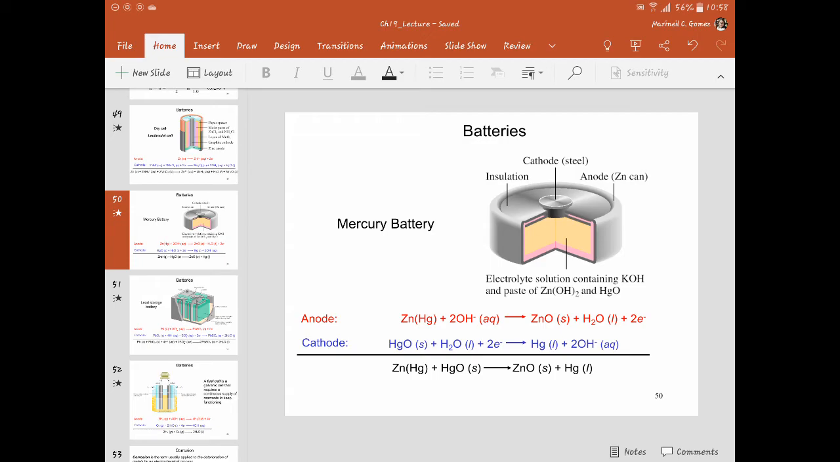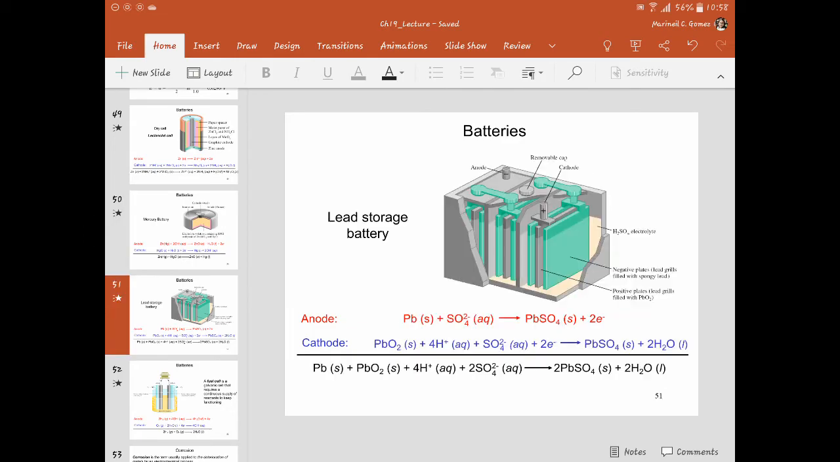Now we have the mercury battery. This is usually found in the old flashlights. If you have a very small pocket flashlight, that's a mercury battery, the smaller type of battery that you have. And then you have the lead storage battery in cars. This is one of the more dangerous ones, because lead is very toxic to humans. The same goes for mercury. Mercury is also toxic. So this is the battery in the car. They are using lead sulfate. So for different applications, they are using different types of batteries.